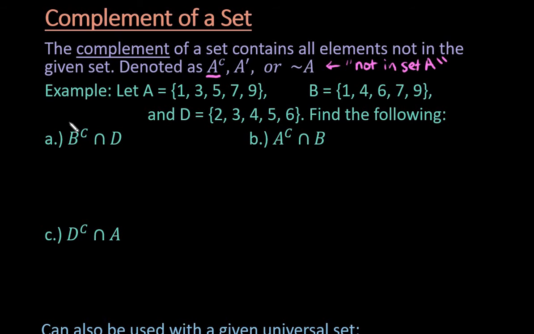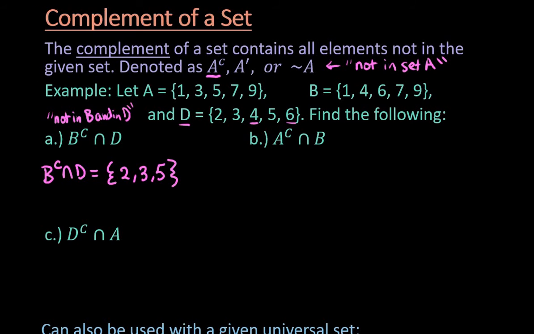For this first one, we are looking for everything that is not in B and in D. Remember that this symbol means and. So basically we're looking for everything in set D that is not also in B. I have the numbers 2, 3, 4, 5, and 6. We can see that 4 and 6 are both in B, so those we would want to eliminate. So our answer for not in B and in D is the numbers 2, 3, and 5.